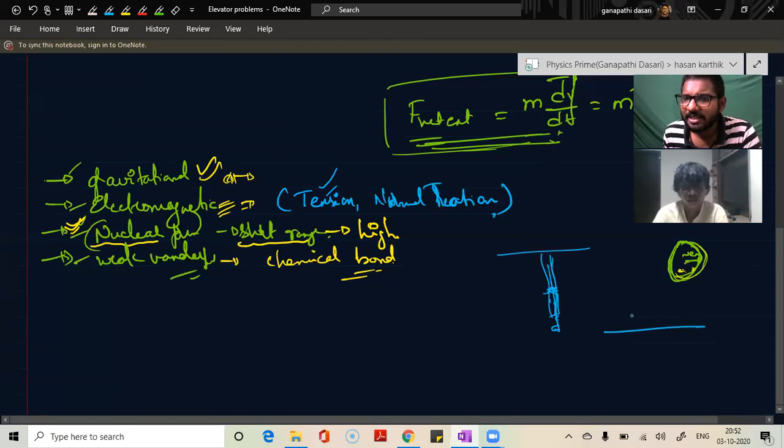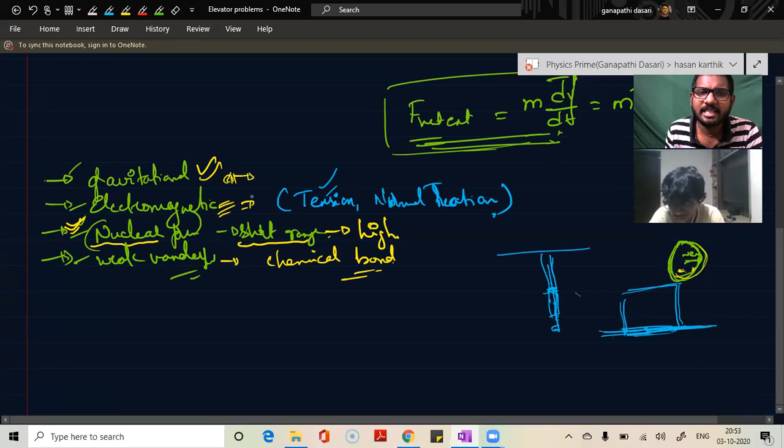And even friction is also an electromagnetic force, as far as I remember. When you keep a block on the surface, the molecules of the block will interact with the surface molecules. Here we can consider them electromagnetic forces.